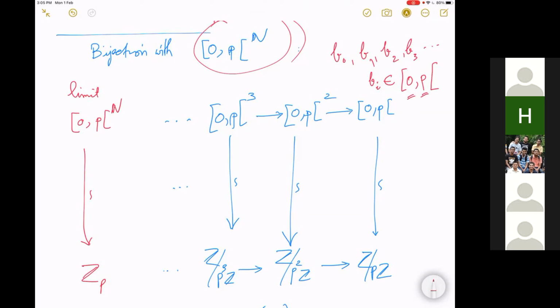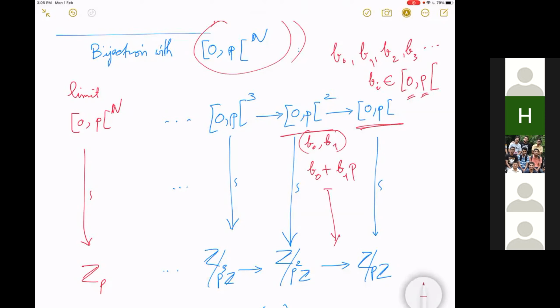Okay, so I have a natural bijection of this set with Z mod PZ, and this one with Z mod P squared Z. What is that? If I have B0 comma B1 here, then I can look at B0 plus B1 times P, and this has an image in Z modulo P squared Z. And of course, this diagram commutes because under this map, this B0 will go to B0 and so on.